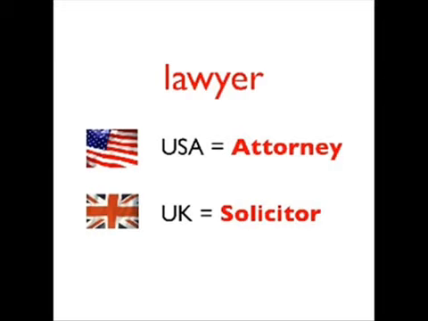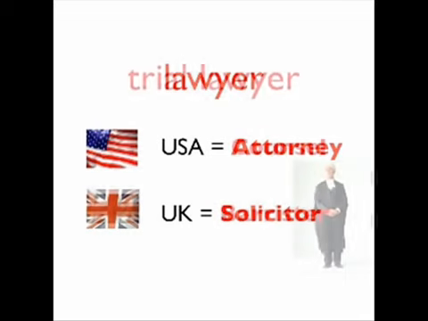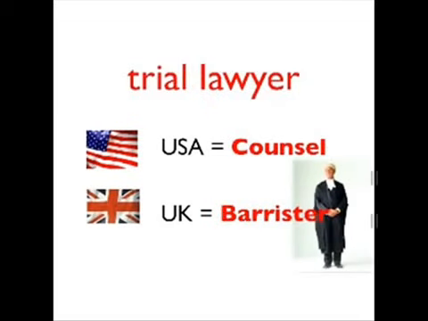Attorney. This is the word Americans use to describe a lawyer, and in British English, we usually call them a solicitor. If the lawyer is appearing in court, they are called a counsel in the US and a barrister in the UK. You can tell if a lawyer is a barrister because they wear a traditional costume of a black gown and a white curly wig, as you can see in the picture.